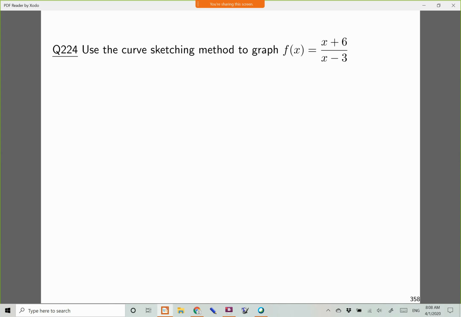So the function here, f of x, is x plus 6 over x minus 3. The first thing way back was to look at things that don't even relate to the derivative yet, just to the original function. And I always try to think about domain first, because it's just good to know where the graph can't be, like what x values are not possible, right?